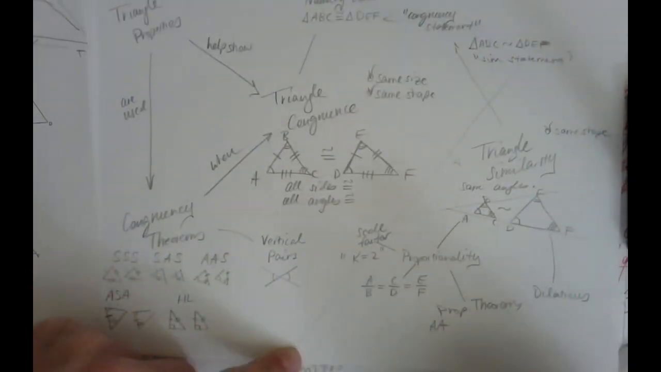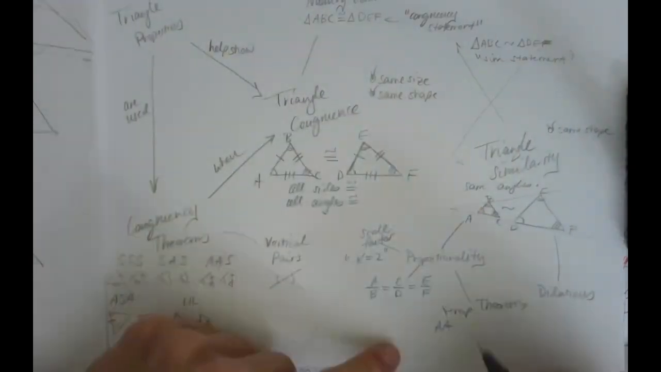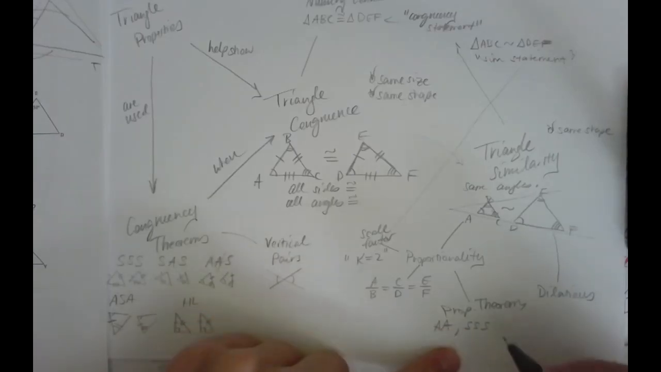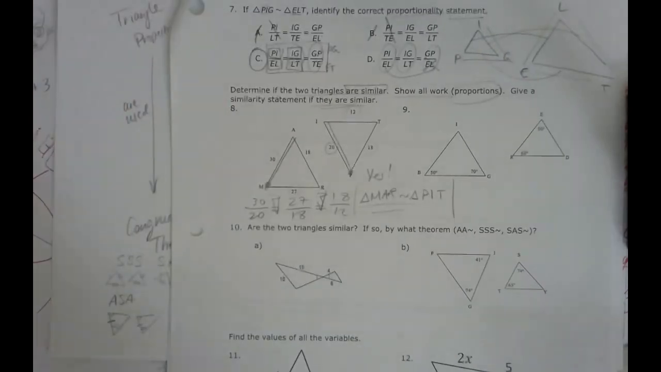We had angle, angle. If any two angles were the same, then the third one also has to be the same, so they would be similar. And then we also had side, side, side, which is what we just used, actually. And then we had side, angle, side. So these are three forms of similarity for triangles we can use to show proportionality.